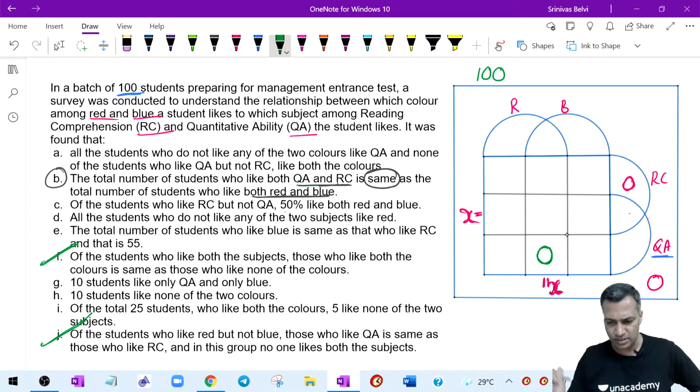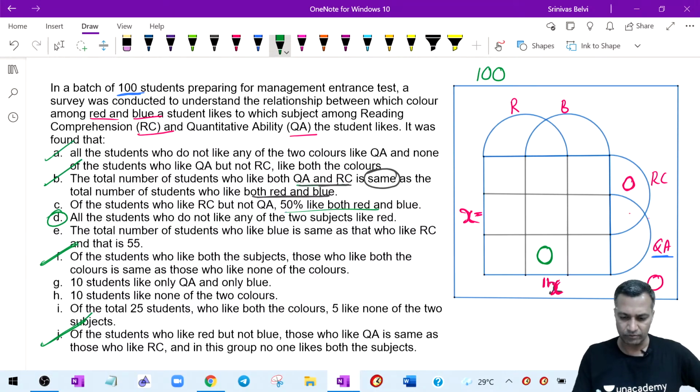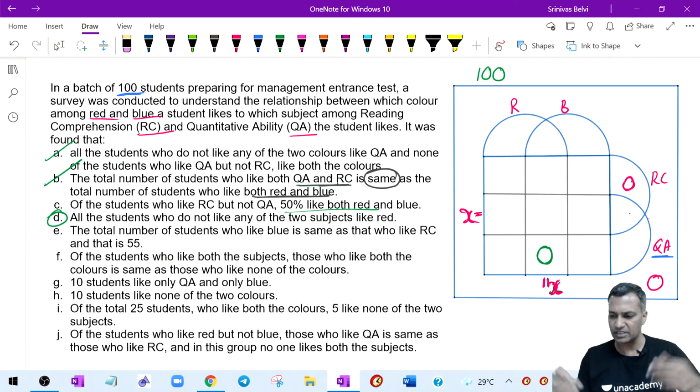Okay, so that is the whole stuff out there. Great. Leave the 50% statement for now because it's not making sense. Statement D: all the students who do not like any of the two subjects like red. Okay, what is the meaning of this? Let's go to D. C will be completed later. A analyzed, B analyzed. We'll come to C later because 50% will make sense provided we have some number in place at some point in time. So let's look at D.